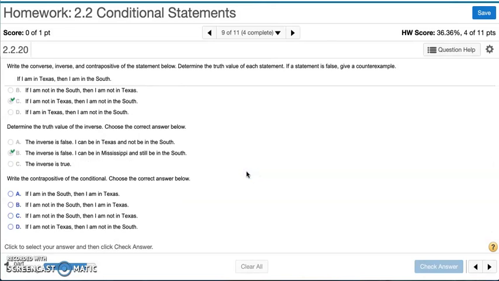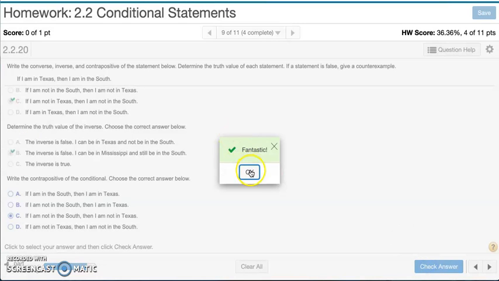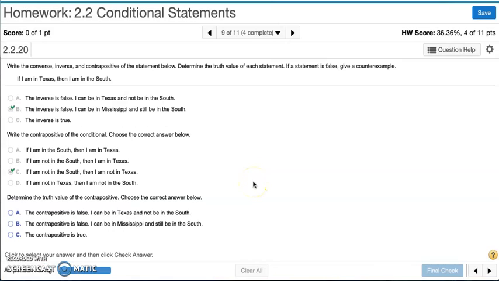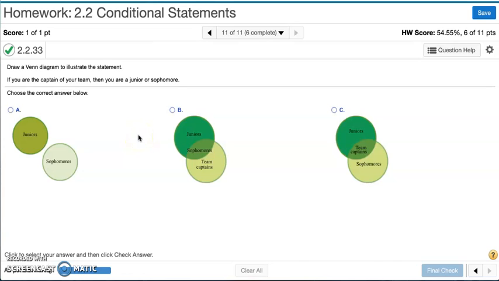Now the contrapositive of the conditional, that's where we reverse it and then make it a negative. So we're saying if I am not in the South, then I am not in Texas. And the truth value of that is true. If you are not in the South, then you are not in Texas. And that's number 9.